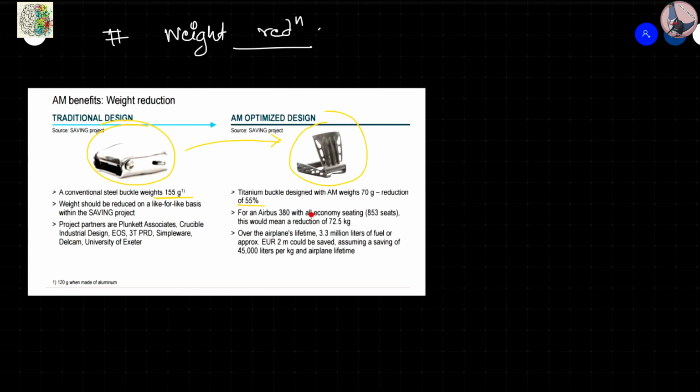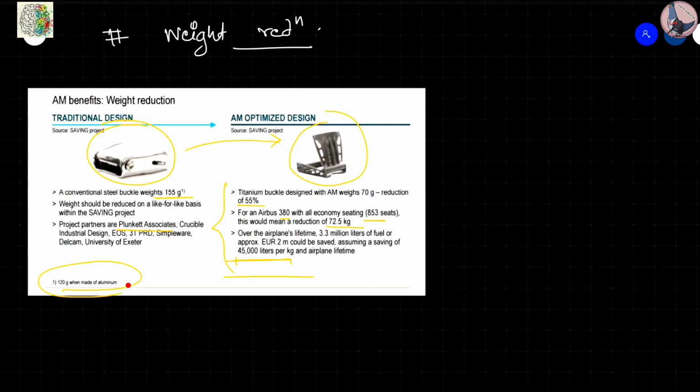Over a period of time, suppose this buckle is changed in your Airbus 380, which has economy seating of 853 seats, it will overall reduce 72.5 kg. This reduction in weight you can compare over the lifespan of the Airbus, and the fuel or money saved can be calculated. This was done by one of the project people, by Plunkett Associates.